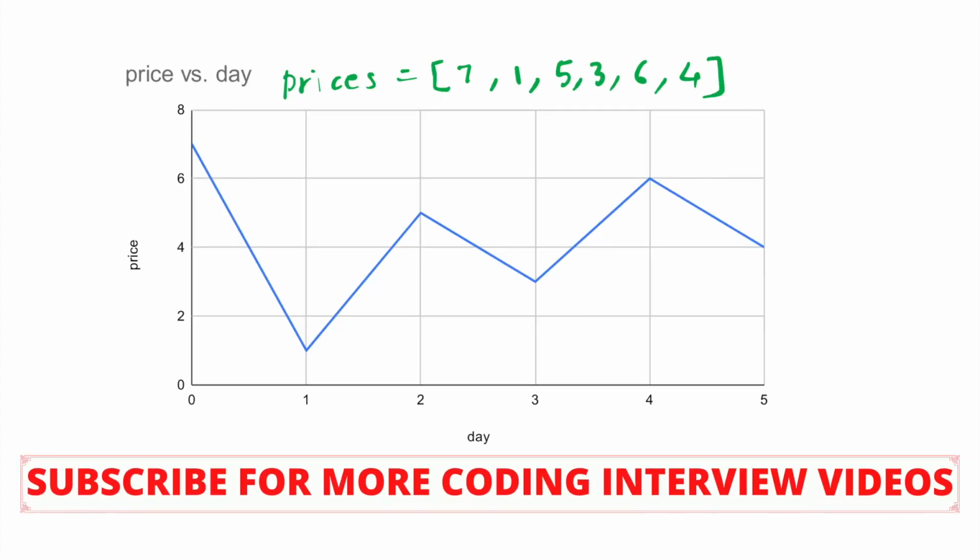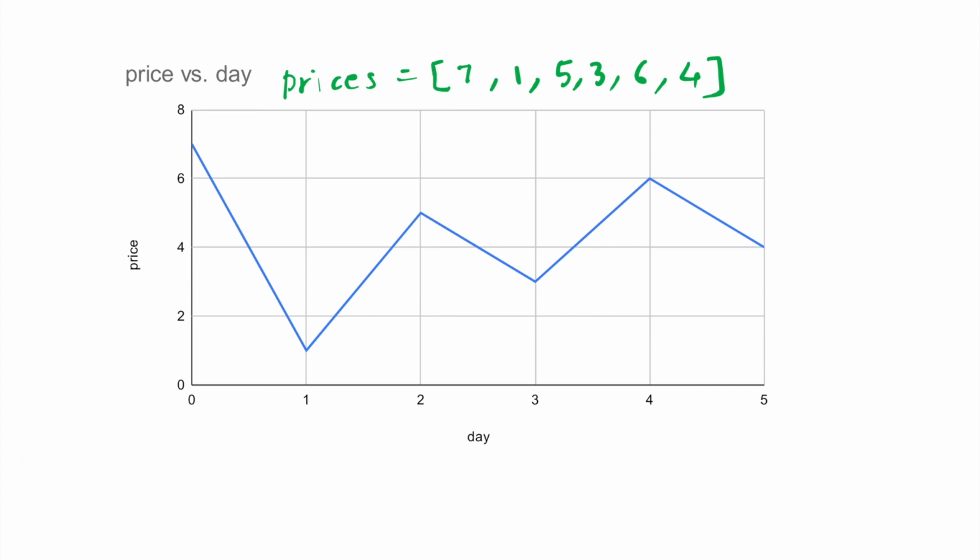Let's look at the given example and plot a price versus day graph. To maximize the profit, we need to find the lowest price. This will be our buy price, and then we need to sell it at the highest price. I'll explain a simple approach which will require linear time complexity to calculate the maximum profit we can achieve.